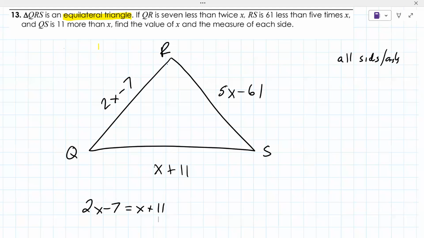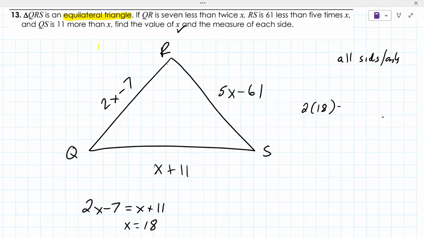X equals 18. That is correct. Very good. All right, now that's X, check. We've done that. Now the measure of each side, do you have to put this into all three equations? Yes, you absolutely can. There's nothing wrong with that, but since it's equilateral, will you get the same result each time? Will you get the same number?